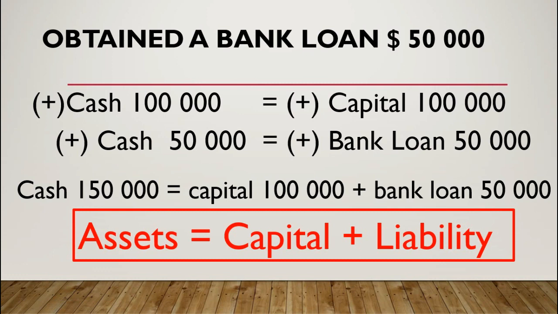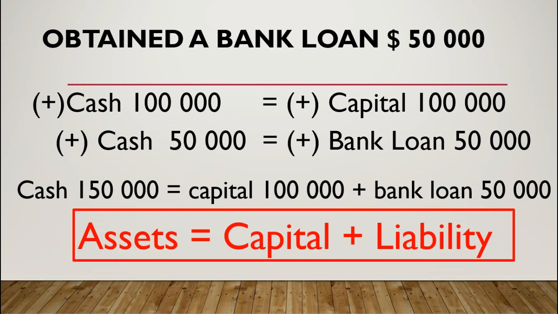So at the same time, cash is increasing and a liability is also increasing because a bank loan is a liability. So if we say earlier, the business received 100,000 from its owner. So cash increased by 100,000 from 0 to 100. Now the business received 50,000 from the bank. So another 50,000 increased. So total asset is 150,000.